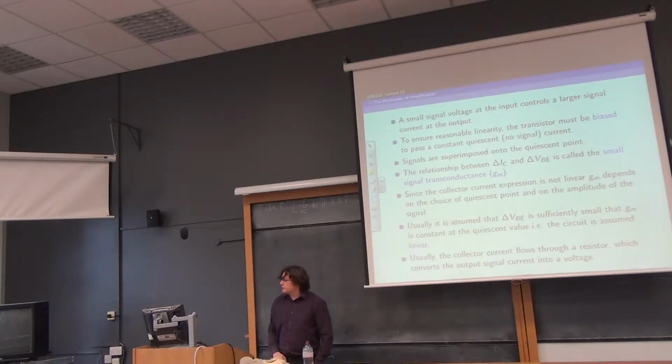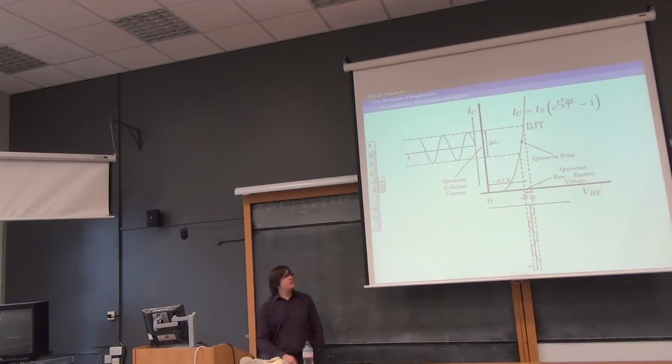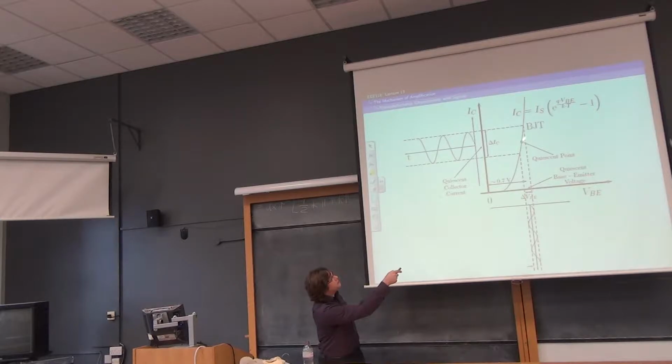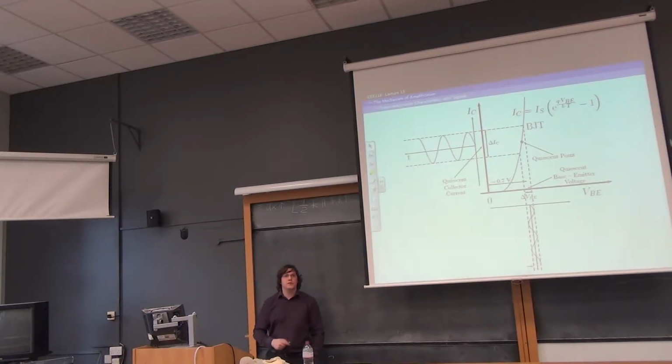And since the collector current expression is not linear, GM, that's to say the small signal transconductance, depends on the choice of quiescent point and on the amplitude of the signal. So if I made the signal really big, you wouldn't be able to say there's one value of GM. And if I moved the quiescent point down here, say, you'd get a different tangent, sort of like that, as opposed to up there where the tangent is more like that. So your choice of operating point will affect your small signal amplification. So large signal things and small signal things are related somehow.